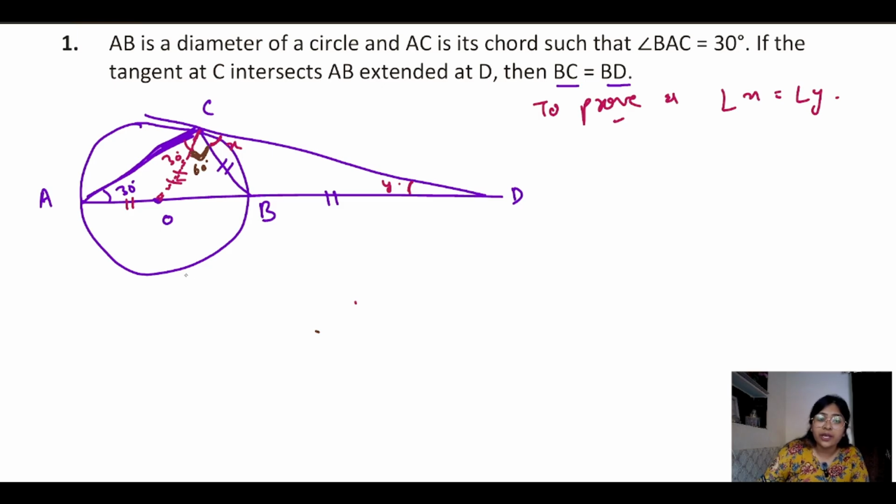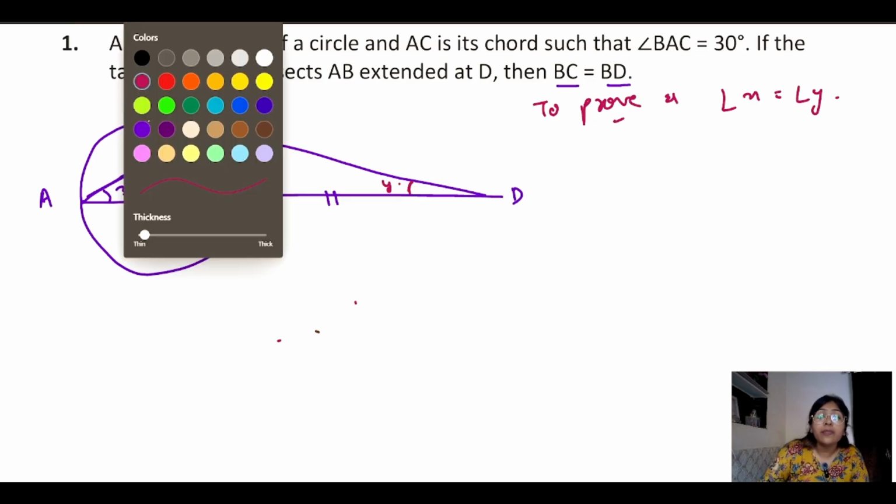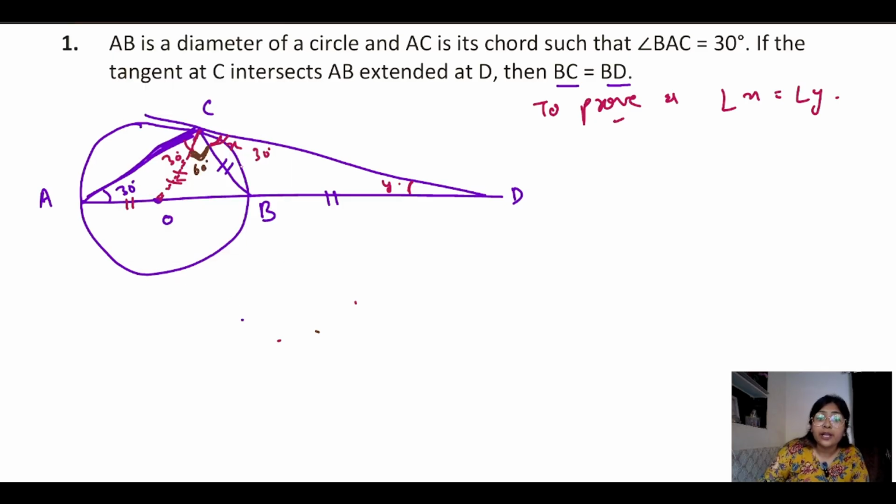Then the total angle will be 90. Also, you know, the radius and tangent are perpendicular to each other. Yes or no? Yes. If this angle is 60, this angle will be 30 degree. By which property? The radius and tangent are perpendicular to each other. Okay, if this angle is 60 degree and we know this side OC is equal to OB, so this angle is also 60. Yes, if this angle is 60, then this angle will be, by angle sum property, 120 and this will be the 60.